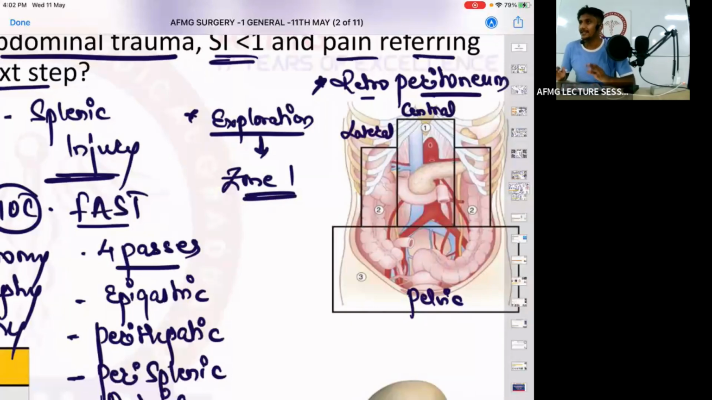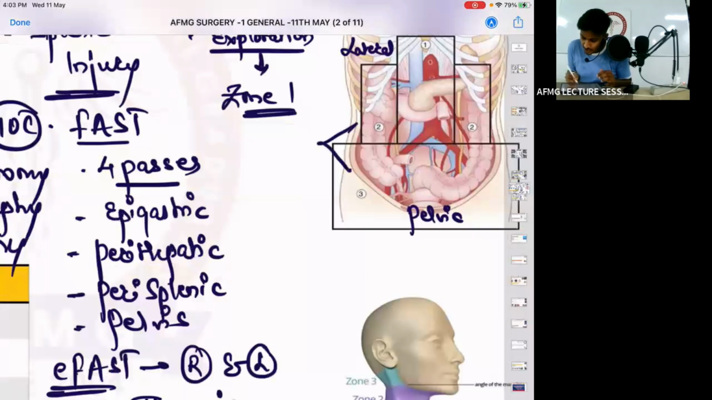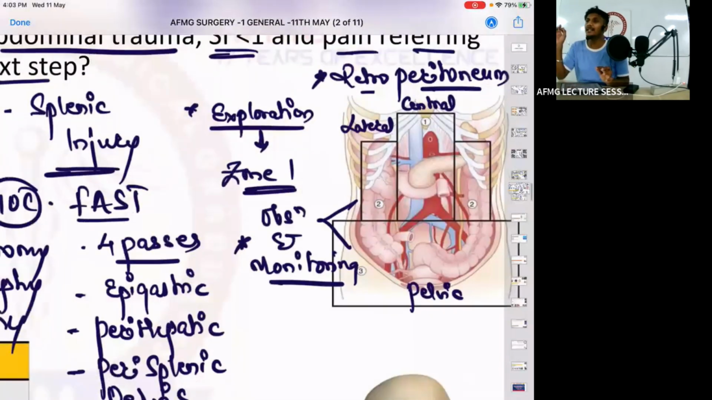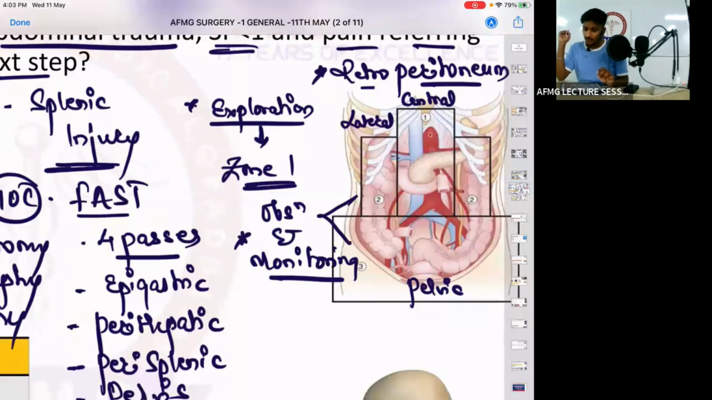Zone 2 and 3 will first of all require observation and monitoring. But if the patient's BP is crashing, hemodynamic instability, then we will do exploration. Otherwise only observation and monitoring for zone 2 and 3. If it is a penetrating trauma, definitely in any zone it would be exploration. If it is a penetrating trauma, any zone it would be exploration. No issues with this. In blunt trauma, zone 1 needs exploration. Zone 2 and 3 need observation and monitoring.